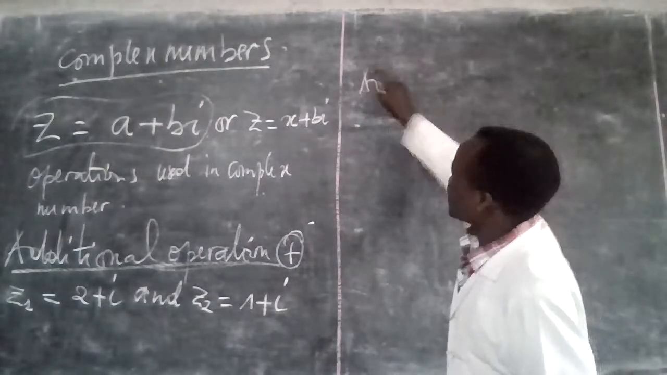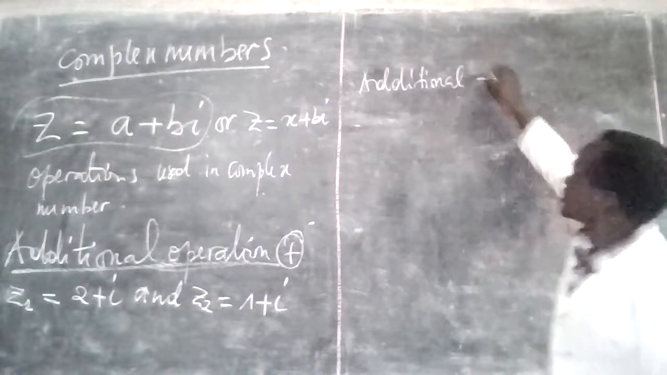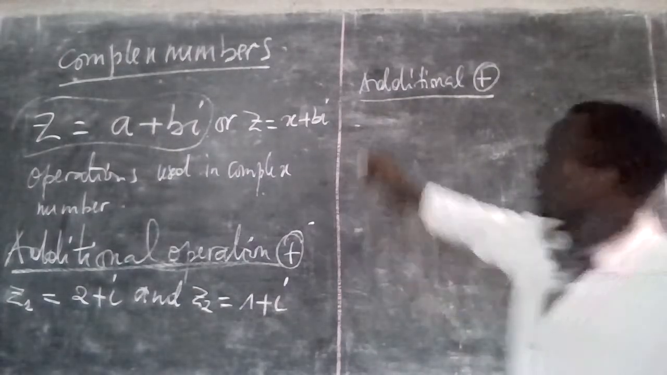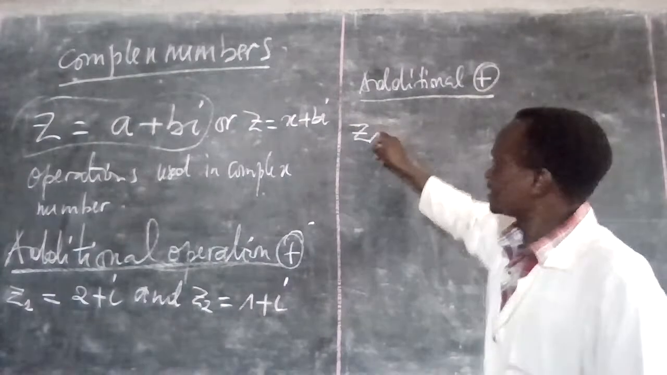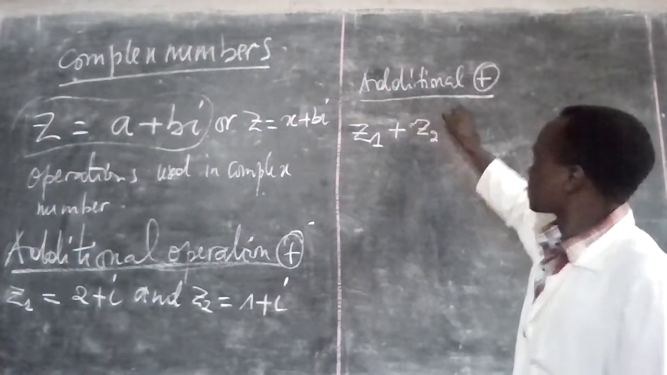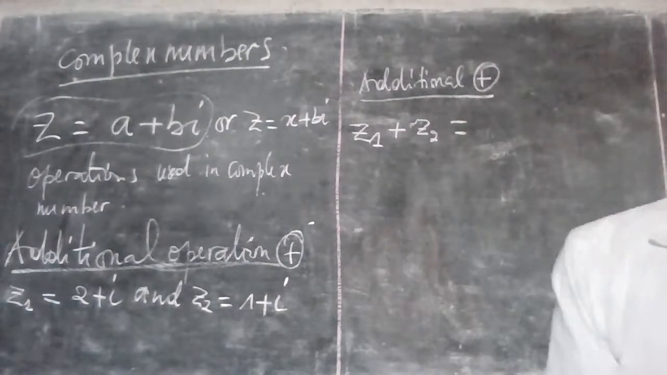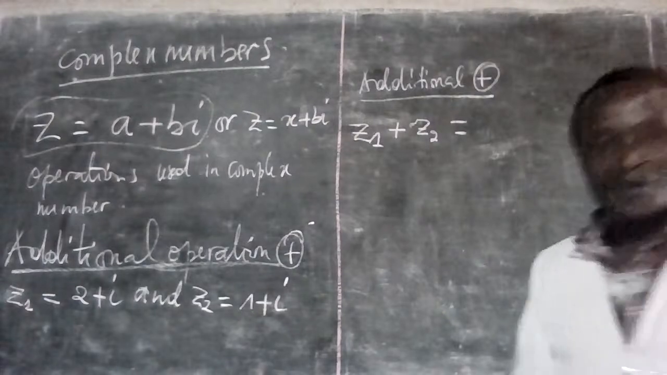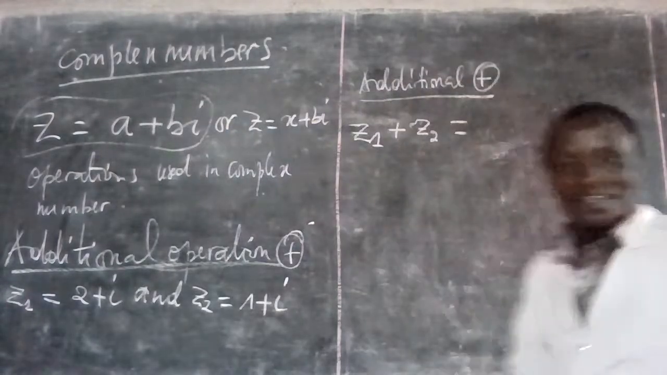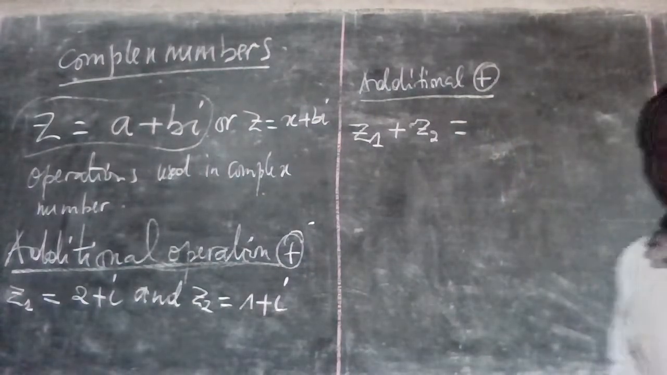For addition operation, it is this one. In the complex numbers, firstly, we have to take this z1 plus z2 as our complex number. How should we add those two complex numbers? Please add as we are doing here on the chalkboard.